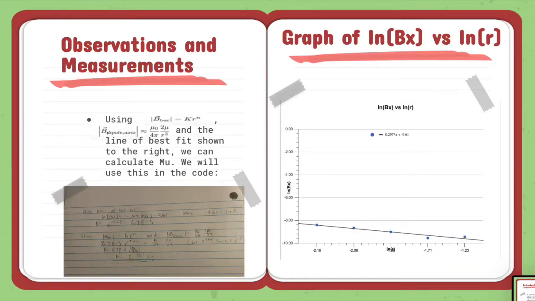After recording data, I was able to graph the natural log of Bx versus the natural log of r, and using the line of best fit from the data, we can plug values into the B bar equation and the B dipole on axis equation in order to calculate mu. This mu value will be used in the code in order to find values in ideal circumstances.